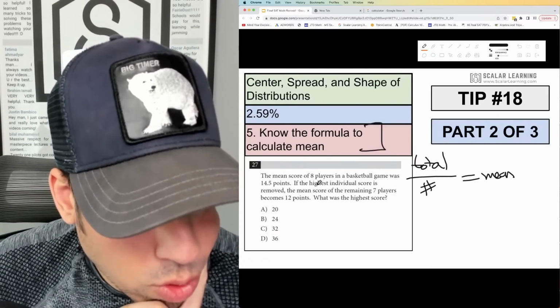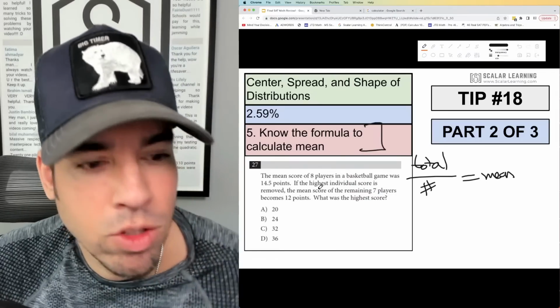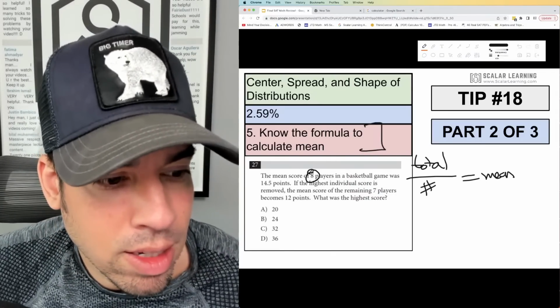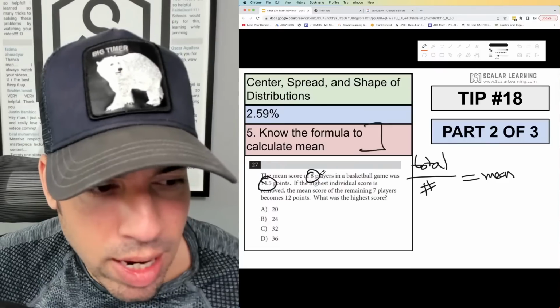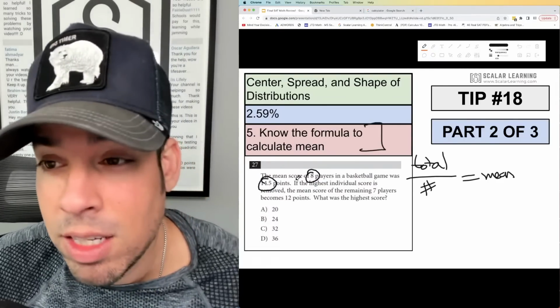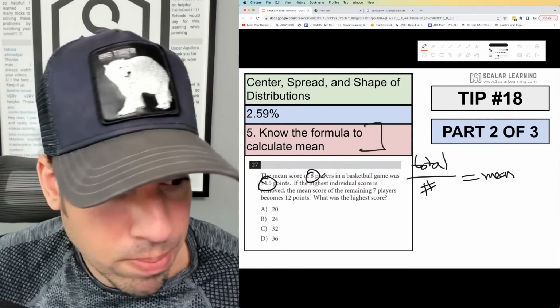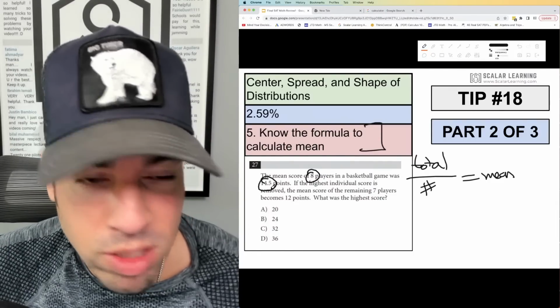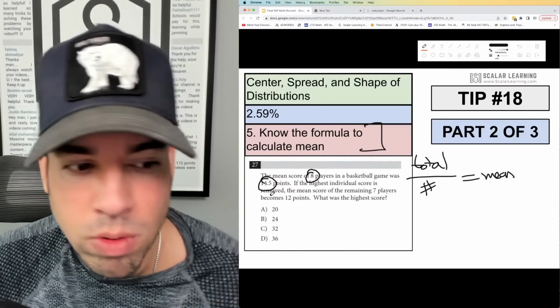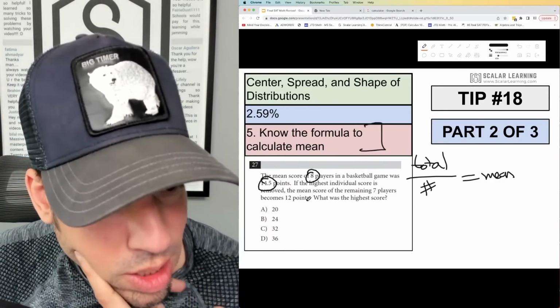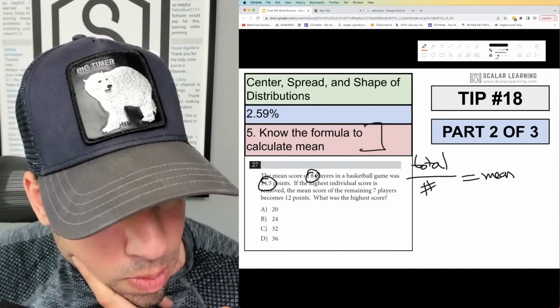So what was the highest score? Well, what we can do is this. I can take these two amounts, 8 with a mean of 14.5. That can give me the total, which is great, because if I take the number of players times the mean, I go back to the total. So 8 times 14 is 80, 32, 112, 116.